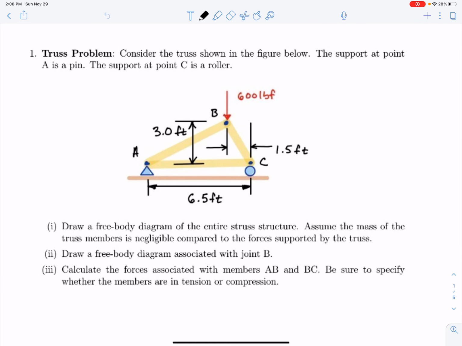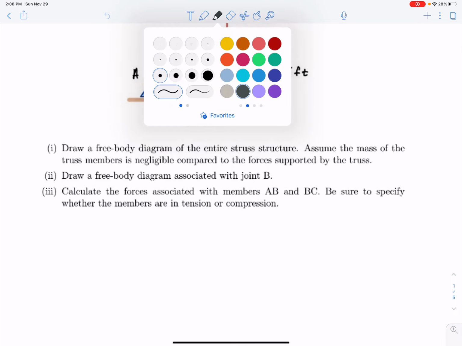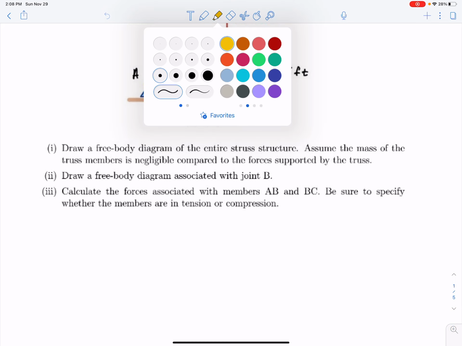Okay, this exam problem from exam 2 is a truss problem, but it's also a static equilibrium problem. So I like that, it's two things at once. Okay, so the first thing we're asked to do here is to draw a free body diagram of the entire truss structure. Okay, so I can reproduce this by redrawing it a little bit.